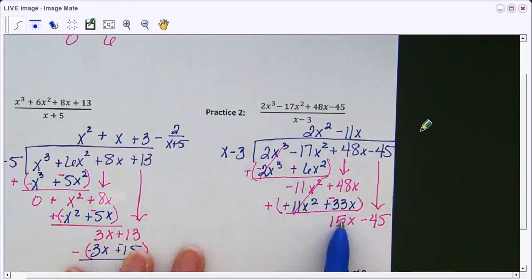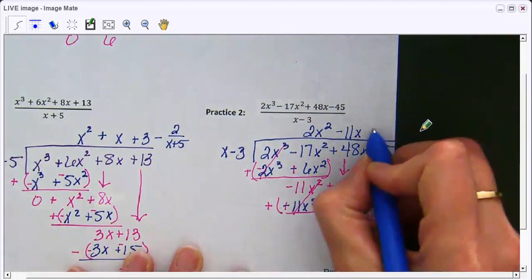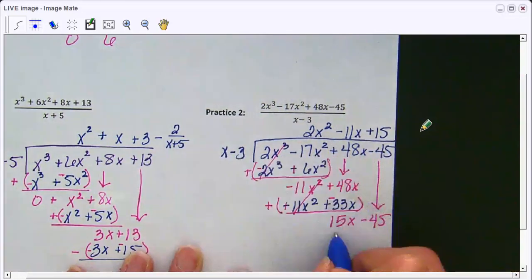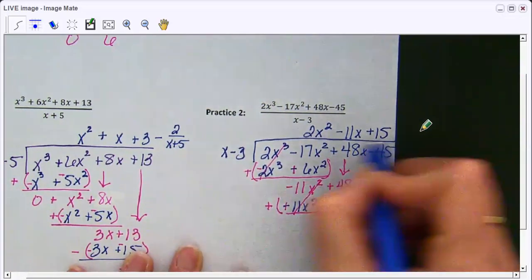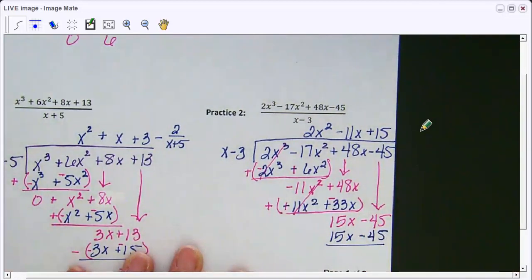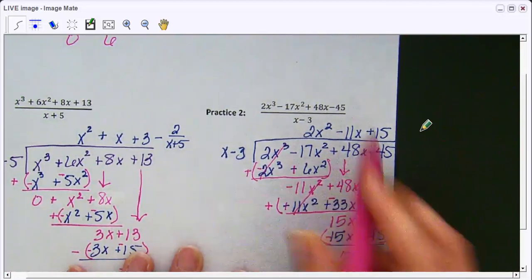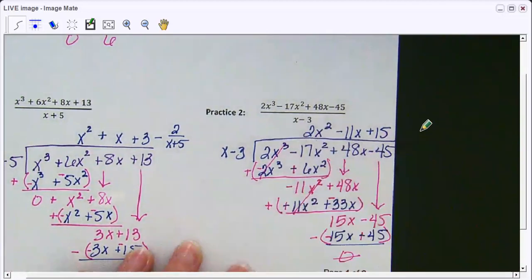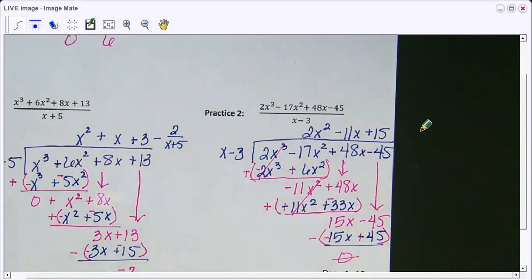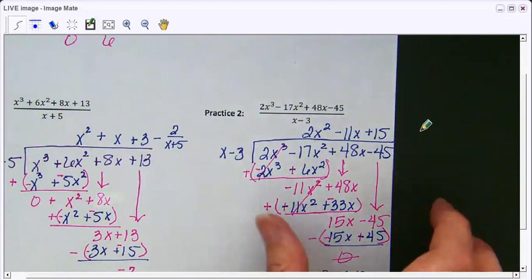X goes into 15x, how many times? 15 times. 15 times x is 15x, and 15 times negative 3 is a negative 45. Look at this one. No remainder. There's no remainder, so this right here is your final answer. Make sure on your homework that you are boxing in your final answer, okay? If that means you need to rewrite it, rewrite. Okay, let's flip it over.